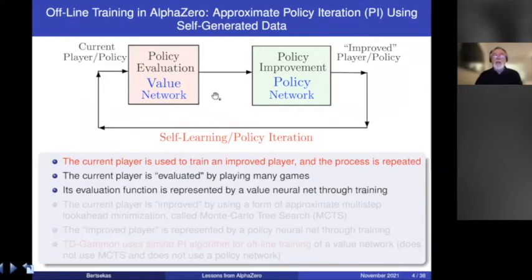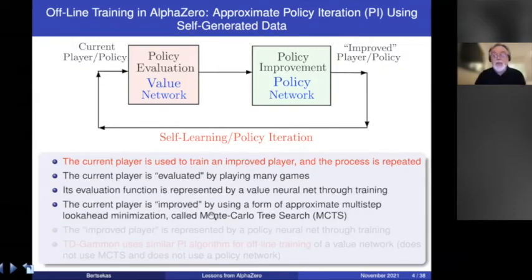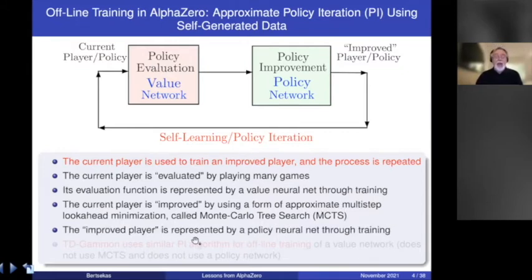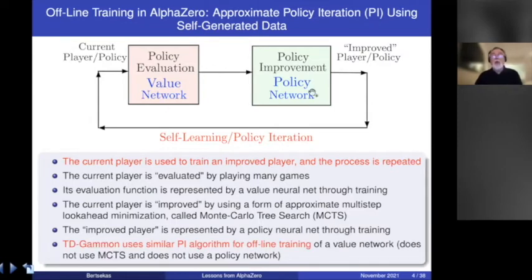Now, once we have the evaluation of the current player, we can approximately improve the current player by using multi-step look-ahead minimization and an approximate form that's called Monte Carlo tree search. And the improved player, after we collect all this data from the improved player, we represent it with a policy neural network through training. So we have a sequence of value and policy networks generated here, and these are given at the end to the online player for use for online play.